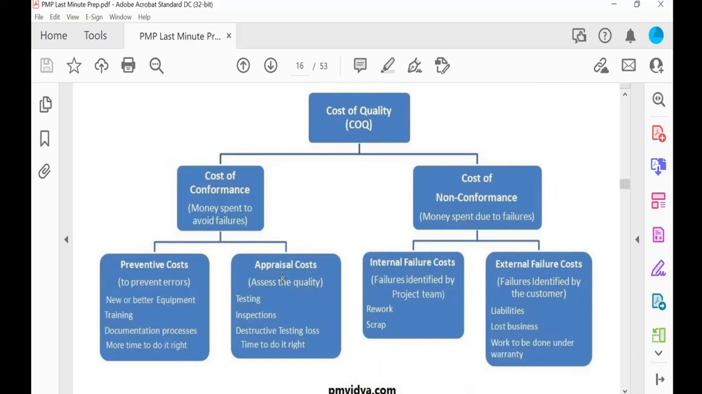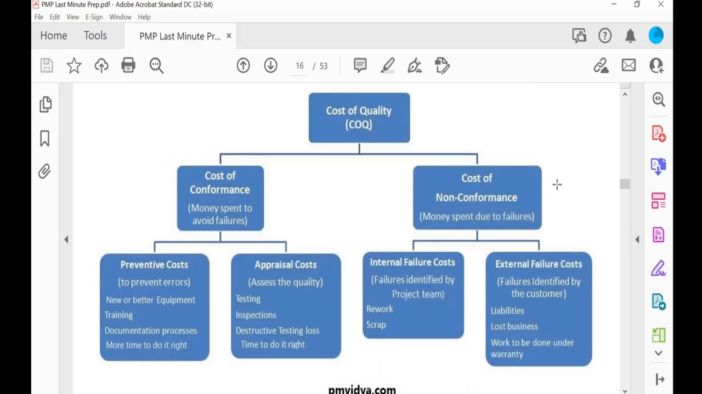That quality team goes there and inspects. They also break some of the units. It's called destructive testing. And some employees spend some time to do certain things right. So that goes to the appraisal cost. And the cost of non-conformance means you are spending money because of the failures. That means there are two types of failures: one is internal and another is external.